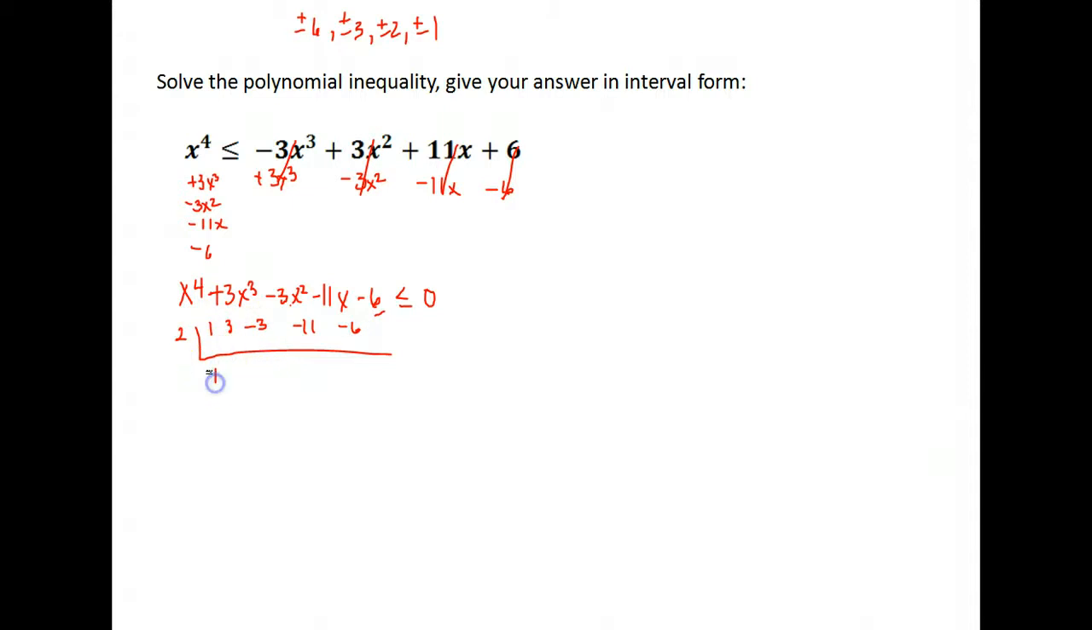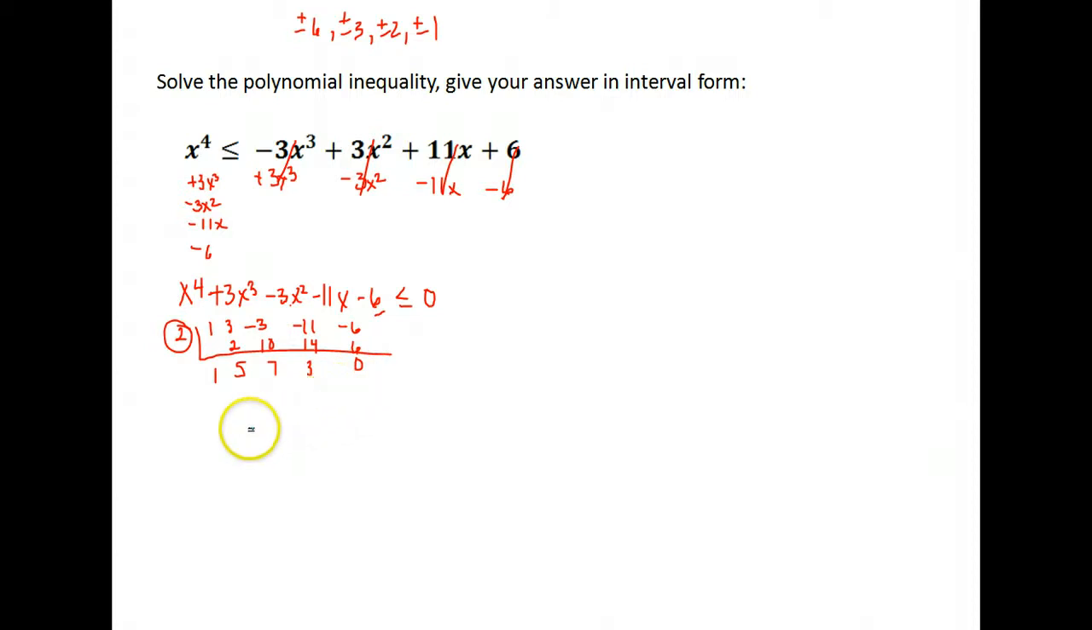Drop the first number straight down and multiply. So 2 times 1 is 2. 3 plus 2 gives me 5. 2 times 5 is 10. Negative 3 plus 10 is 7. 2 times 7 is 14. Negative 11 plus 14 is 3. And 2 times 3 is 6. Hey, lucky day. I picked a good one to start with because 2 ends up being one of my zeros.